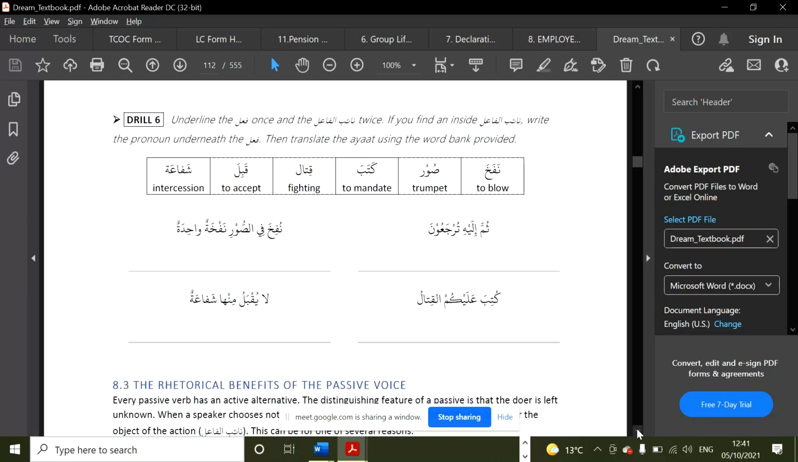So intercession was not accepted. The present form is accepted, not accepted. So intercession was not accepted. Minha, min means from, and ha means her or it. So intercession is not accepted from it or from her.